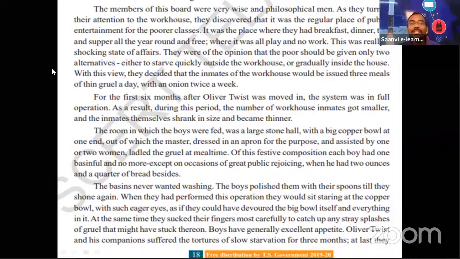With this view, they decided that the inmates of the workhouse, Oliver and the remaining orphan children, would be issued 3 meals of thin gruel a day. Gruel, I already showed you the picture. It is made with rice and oats, and even the gruel is not thick. It is thin, with an onion twice a week. With an onion, 2 times in a week, they will get an onion.